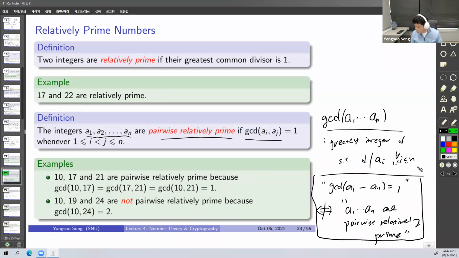Here's actually a counterexample. These 10, 19, 24 are not pairwise relatively prime because 10 and 24 have a common prime factor 2. But if you compute the GCD of 10, 19, 24, then this is 1.